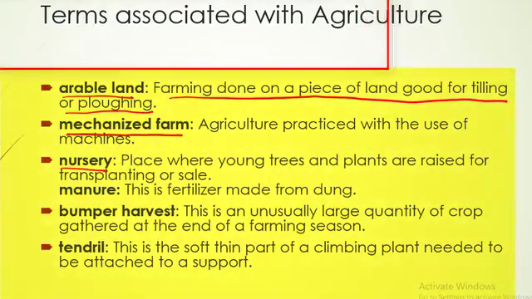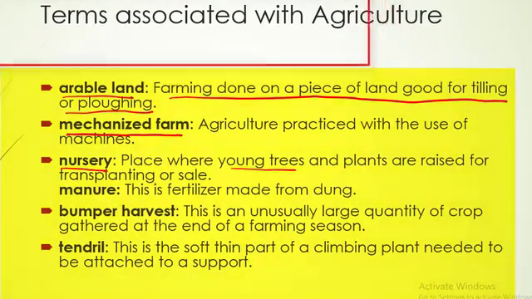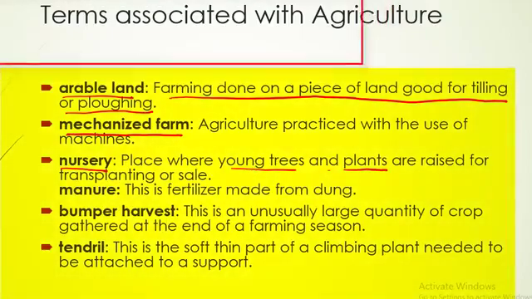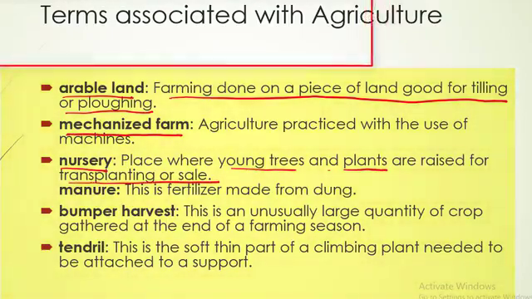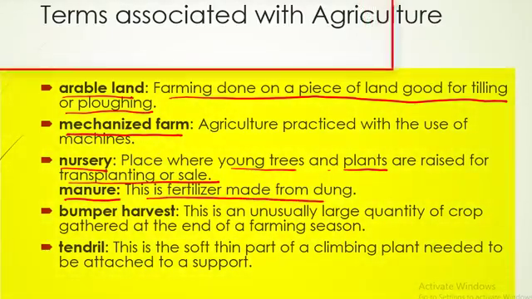A nursery is not a school. A nursery is where we grow young trees and plants, where they are first raised before they are transplanted into the field. Then we have what is called manure. This is what you add to the soil in order to increase its fertility.